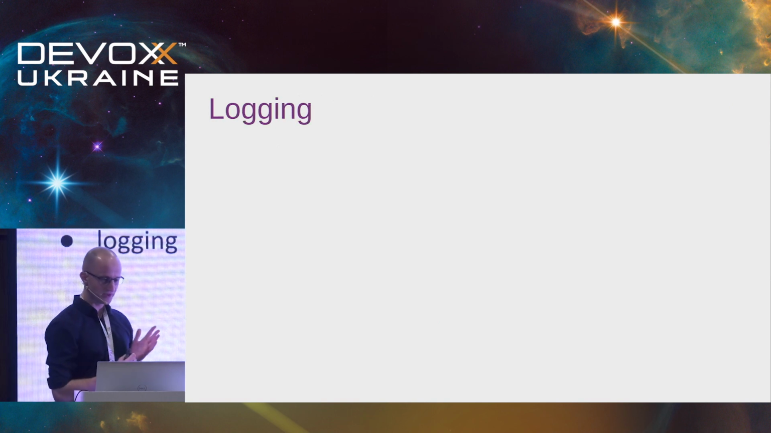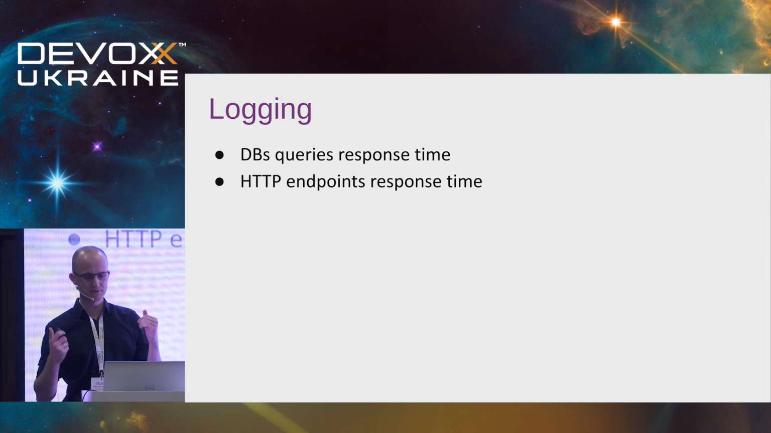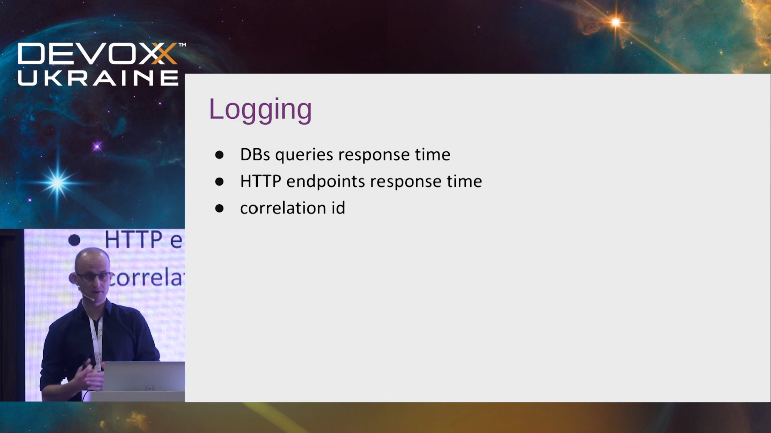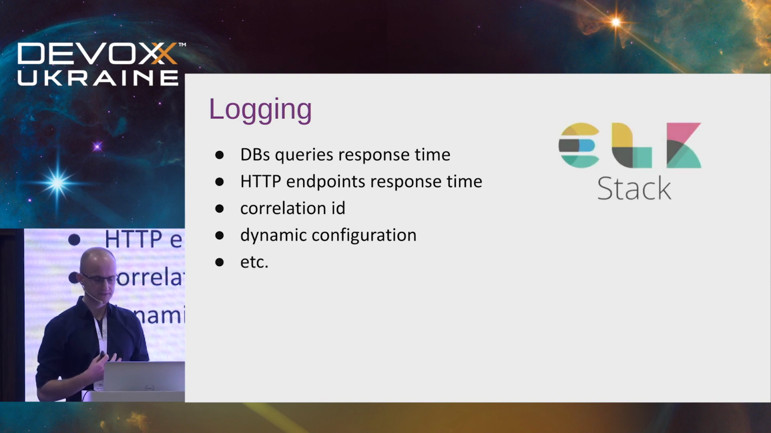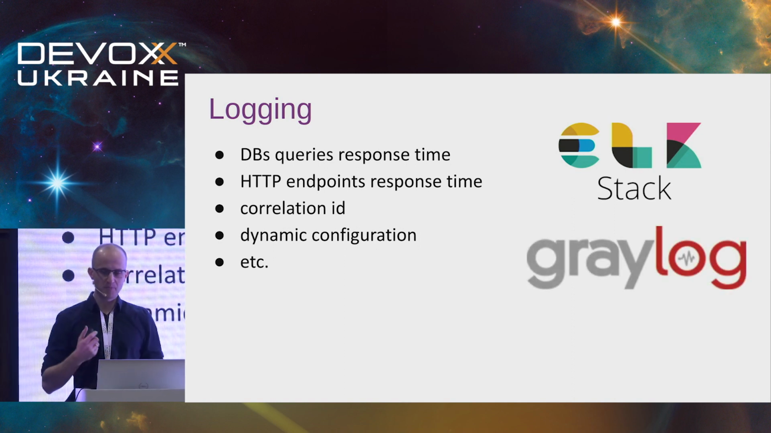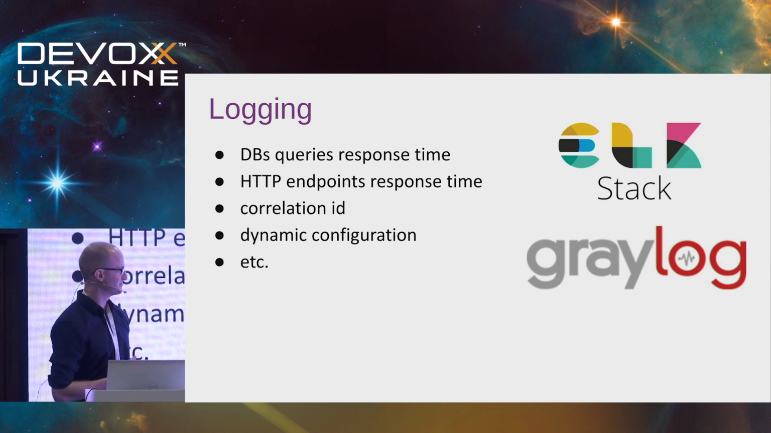Then logging, a lot of logging, but I would say intelligent logging. So things like, once again, database queries response time, HTTP endpoints response time, correlation ID, especially in case of microservices architecture, dynamic log configuration so that you can change the log level without restarting the app, for example, via JMX access, and similar stuff. For that, I could of course recommend the ELK stack, but in a few projects we are using Graylog, and in my opinion, Graylog is much better.